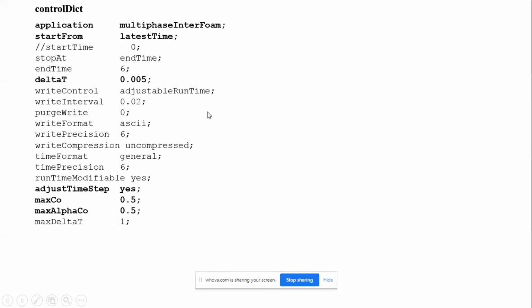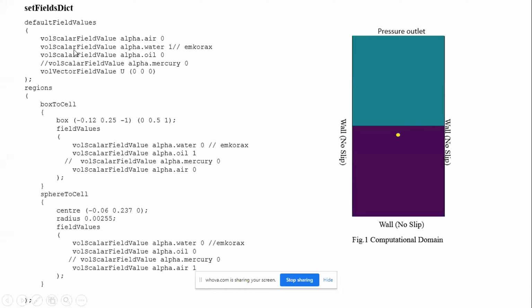In the controlDict file, the application is the solver we are running, which is multiphaseInterFoam. For startFrom, I have selected latestTime, so once your simulation is stopped and you restart, it will start from the latest time. The time step I have set as 0.005, and it is an adjustable time step. These are the only things I have changed, and the Courant number I have set to 0.5. And setFieldsDict is the utility inside OpenFOAM by which you can specify your fields inside the computational domain by different transport properties.